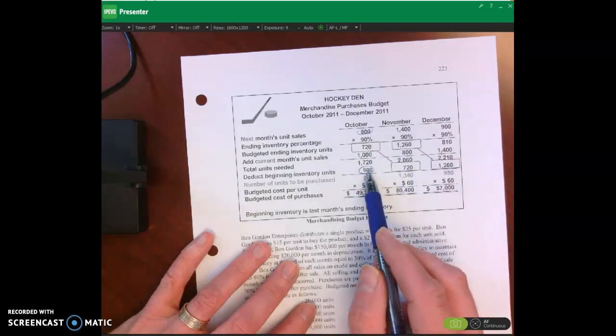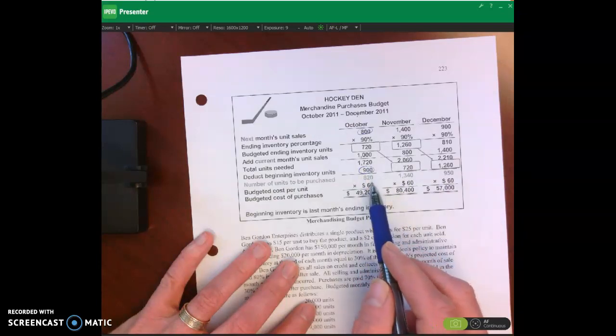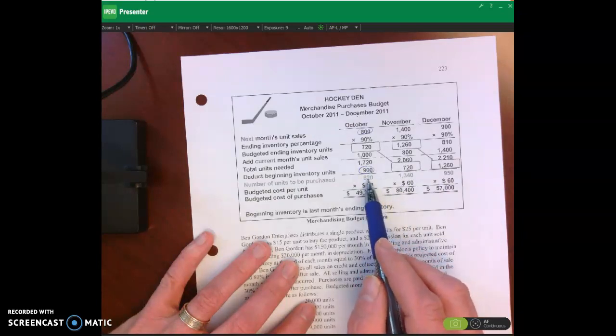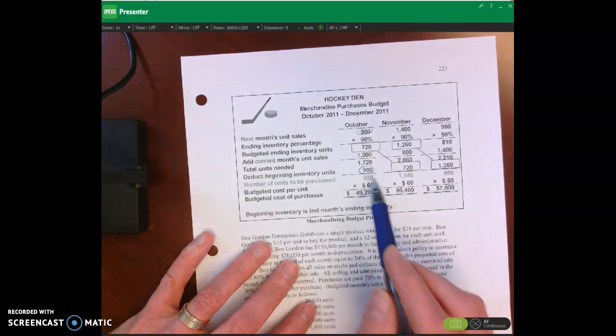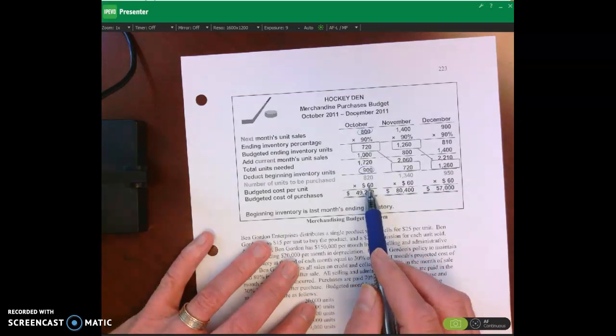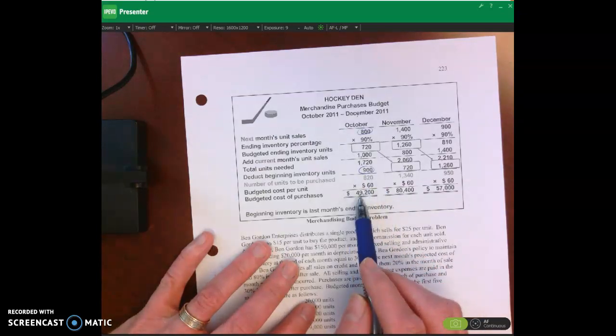And then we had our beginning of 900. And then this is how much we have to purchase. The 1,720 minus the 900 gives us how many units we have to purchase from our supplier. And then the cost that we have to pay our supplier is $60. And then this is the budgeted cost of our purchases.